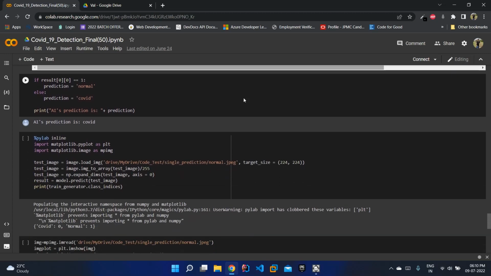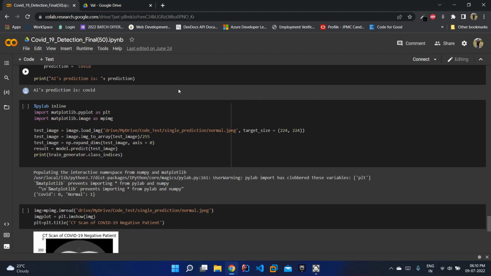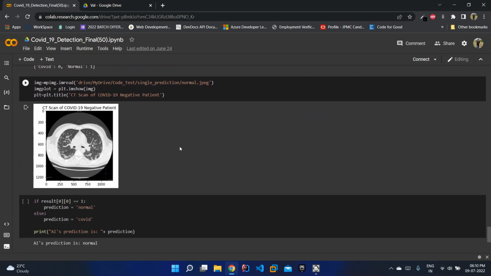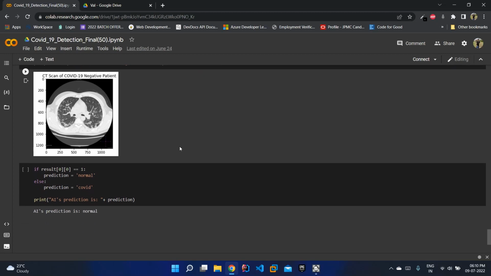A similar sort of prediction was also run on a normal patient's CT scan image, and our model resulted in a negative prediction. The main intent of our project here is to ensure that it is capable of identifying CT scan level mutations that can then indicate whether an individual is COVID positive or COVID negative.